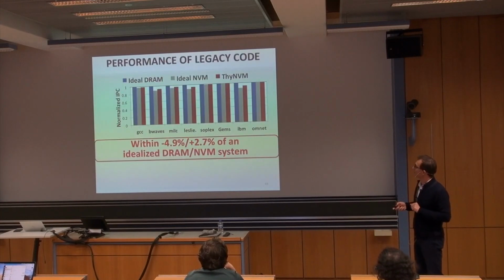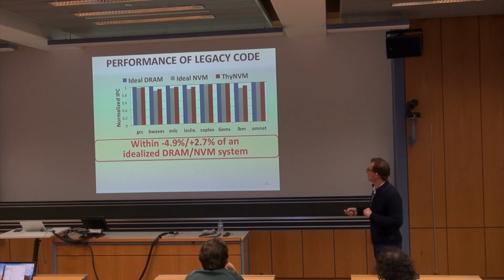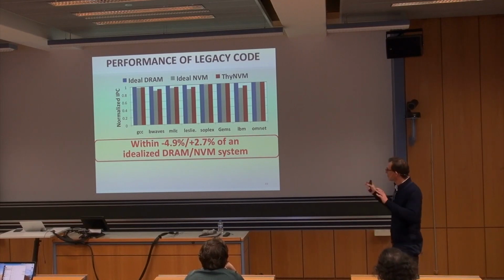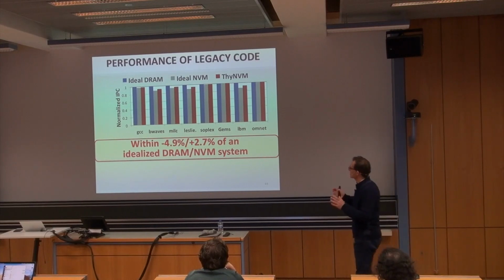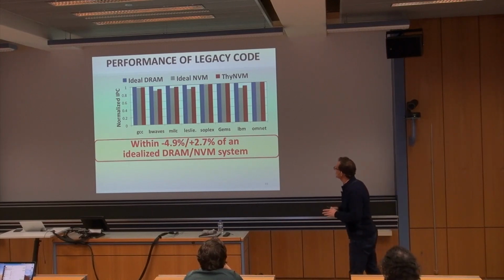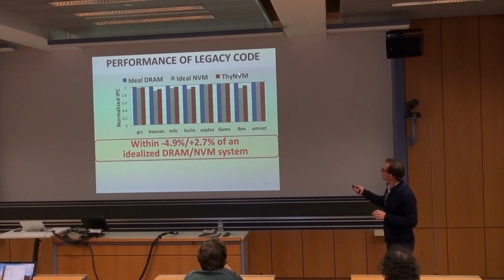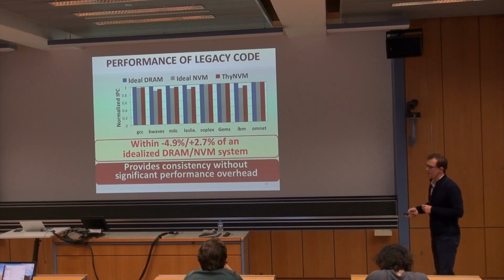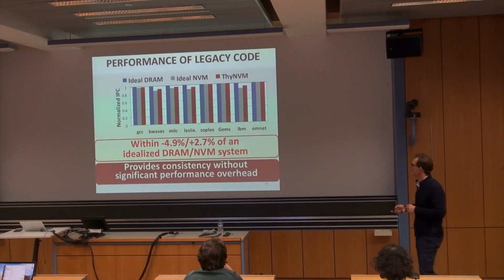Okay, so this is the performance of legacy code. You magically port your code. Well, you don't port your code, basically. This is the same code, and your persistent memory becomes persistent. And if you had an ideal DRAM, that's your performance. If you had an ideal NVM, you would lose some performance, which is not that bad, actually, for these applications at least. And with INVM, you get very close to an idealized DRAM. And actually, you're better than the NVM-based system because we're utilizing the DRAM in this case.